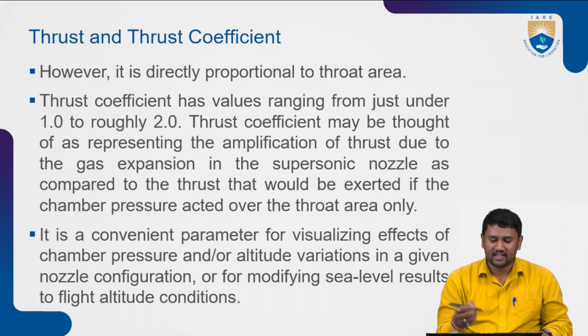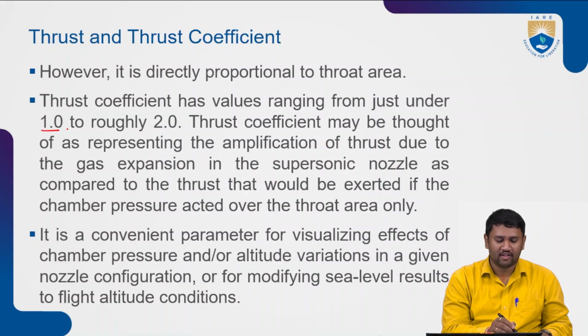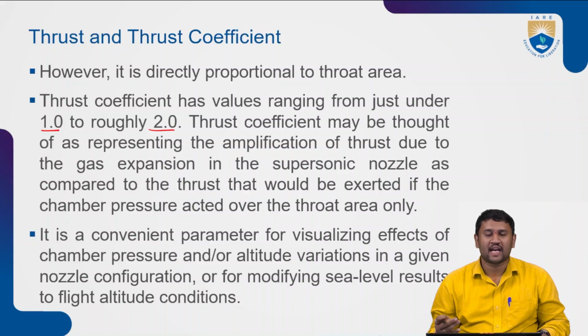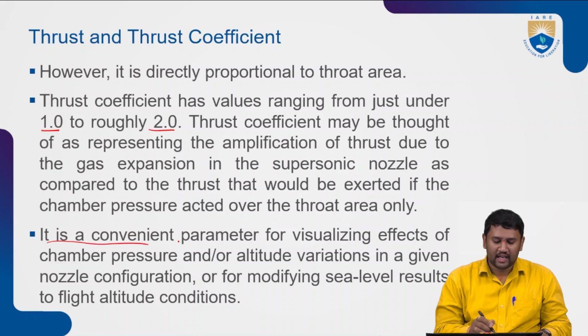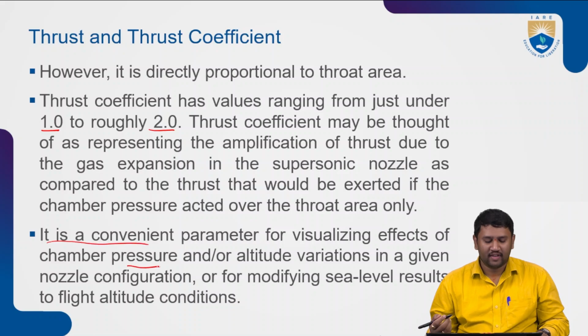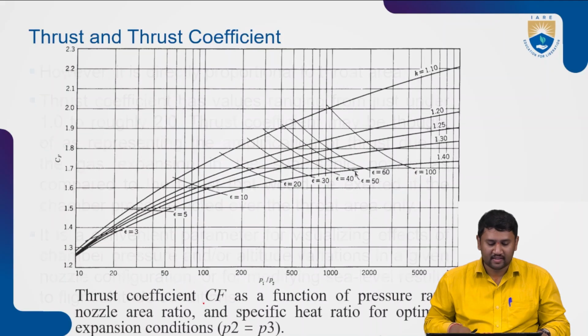The thrust coefficient has values ranging from under 1 to roughly 2, and it may be seen as representing the amplification of thrust due to the gas expansion in the supersonic nozzle as compared to the thrust that would be exerted if the chamber pressure acted over the throat area only. Now, it is a convenient parameter for visualizing the effects of chamber pressure or altitude variations on a given nozzle configuration, and for modifying sea level results to flight conditions.